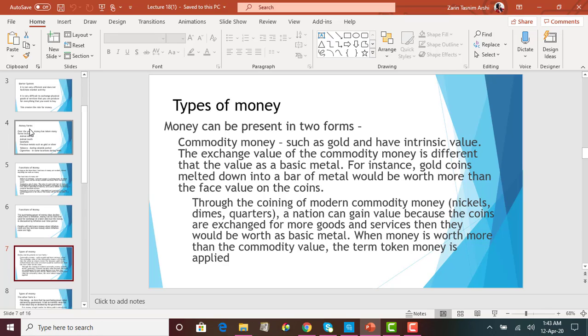Okay, so money can be present in two forms. First form is called commodity money. Commodity money is any item or material that has intrinsic value, or intrinsic value means there is a hidden value to it. So whenever any type of money has some intrinsic value, it is called commodity money. An example would be the metals: gold, silver, copper. These can be examples of commodity money.